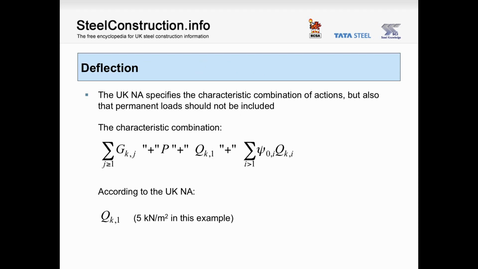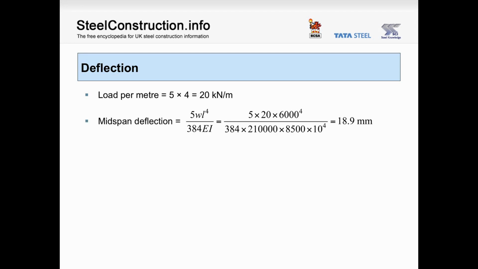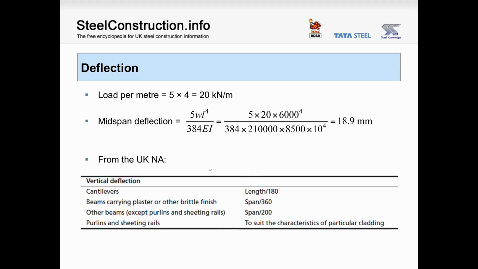We need to check out deflection. So the UK National Annex says that we should use the characteristic combination, but we should not include the permanent actions. So in this case, we're just going to check the deflections using the variable action, which is for us the imposed floor load. So the imposed floor load is calculated as 20 kilonewtons per metre, and that results in a deflection of 18.9 millimetres.